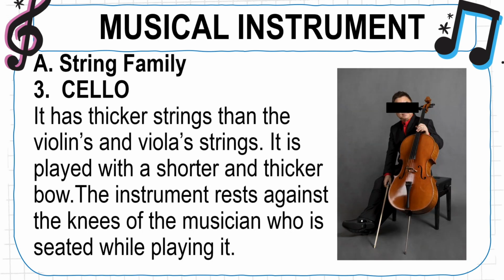Next one is the cello. It has thicker strings than the violin and viola strings. It is played with a shorter and thicker bow. The instrument rests against the knees of the musician who is seated while playing it.